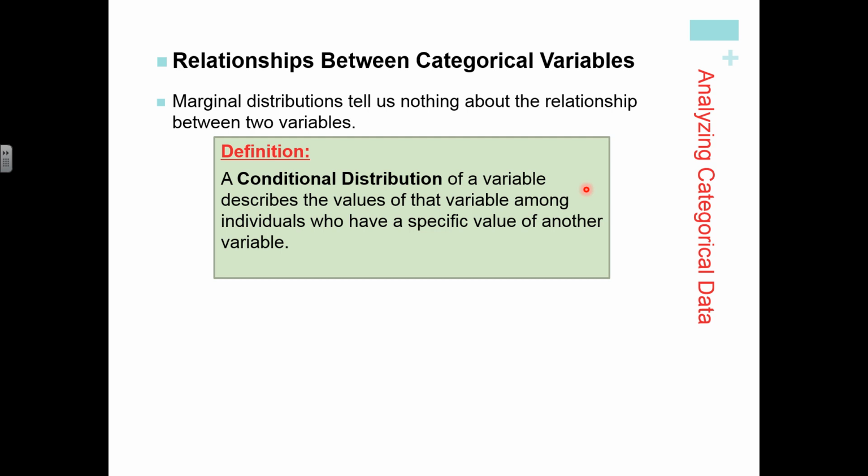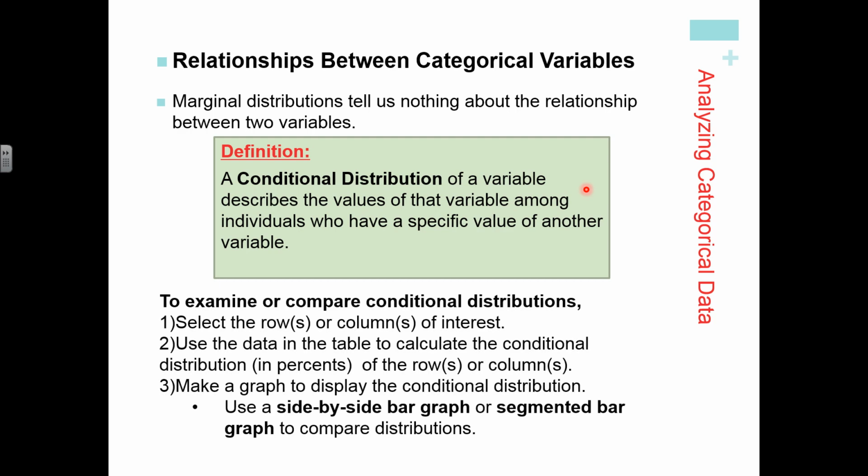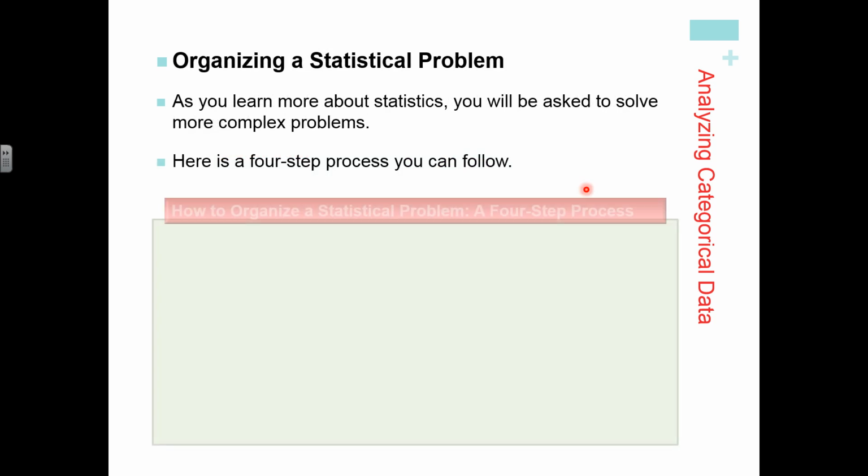So if you want to find out information about the variables and how they interact with each other, we use what's called a conditional distribution. When you're making a conditional distribution, you want to select the rows or the columns that you're interested in, and then you want to use the data to calculate the actual distribution in percents. Once you do that, typically you'll do a side-by-side bar graph or a segmented bar graph to analyze that data.